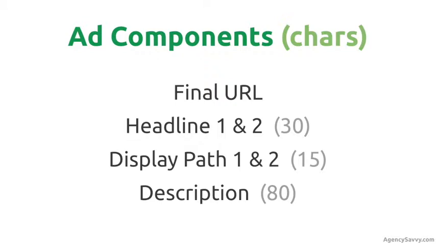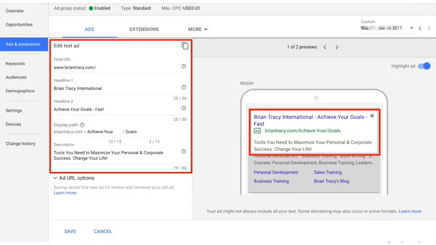And then you get the chance of putting another couple of chunks of text after that. So /zebra/onion. I don't know why you'd have that, but you could if you wanted to, as long as they're not more than 15 characters in length each. So path 1 and path 2, 15 characters each. And then you get an 80-character description, where you can obviously sell the benefits of your product or service. And that all looks a little bit like this.